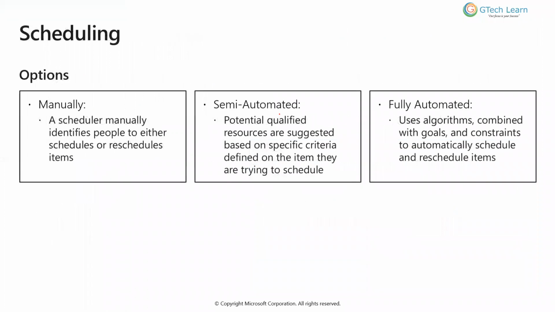Now the next thing we have on that page is the scheduling option. So what kind of options are available to schedule a work order with the respective engineers or field service technicians? I would say three different types of scheduling can be done. The very first is manual. We can do it in a semi-automated way. We can do it in a fully automated way.